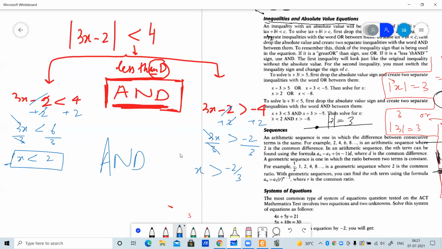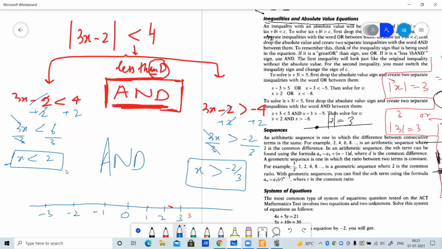Am I right? Right. So I got the two values. I got two inequalities: either x is less than 2 or x is greater than -2/3. So I can try to make it on the number line to make it more clear.